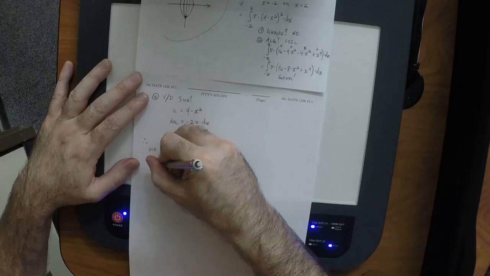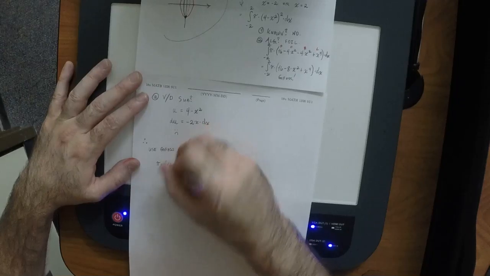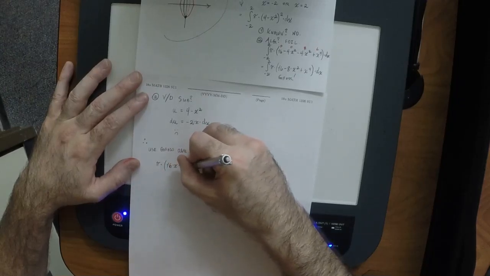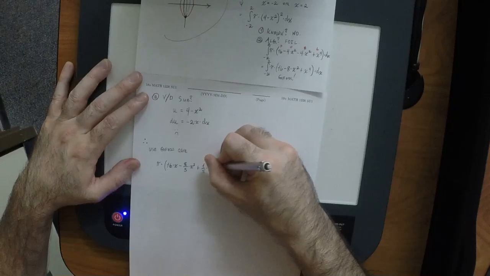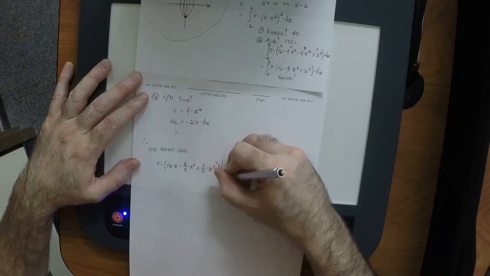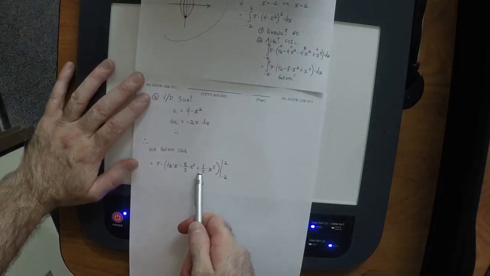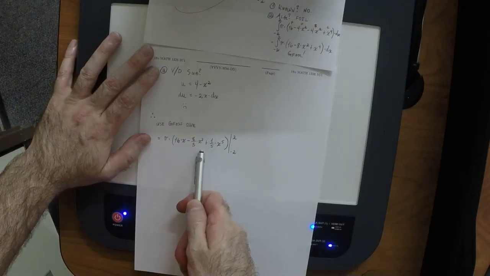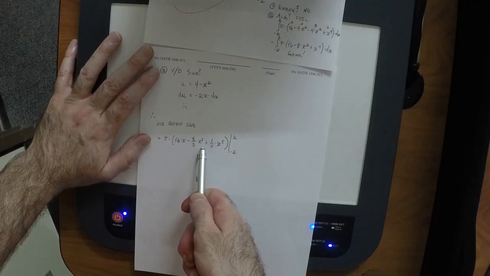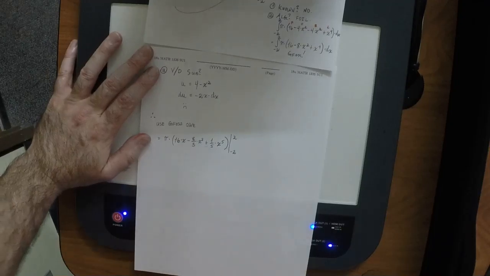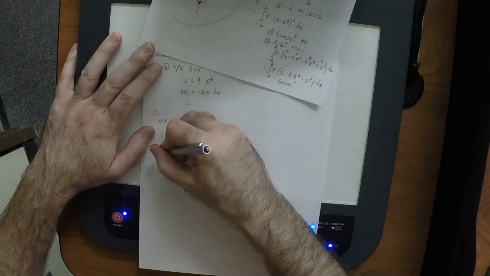So that would give us pi, and then the antiderivative of each term, so that would be 16x, and then minus 8/3 x cubed, and then plus 1/5 x to the 5, and then this evaluated from negative 2 to 2. So any questions how I got this one? And then from here, it's just some arithmetic. So let's do it.